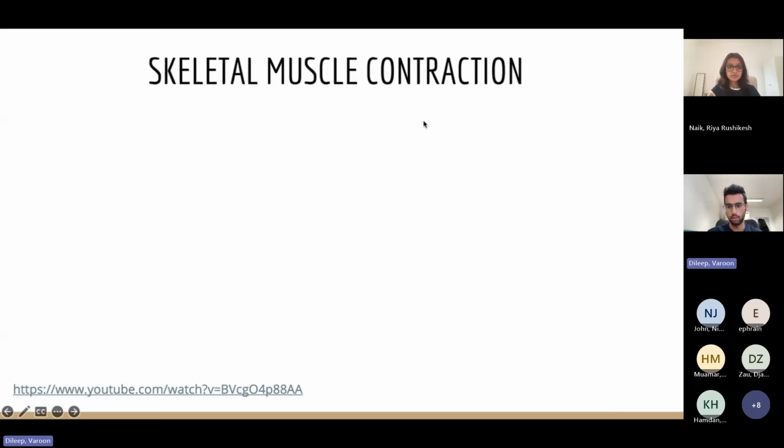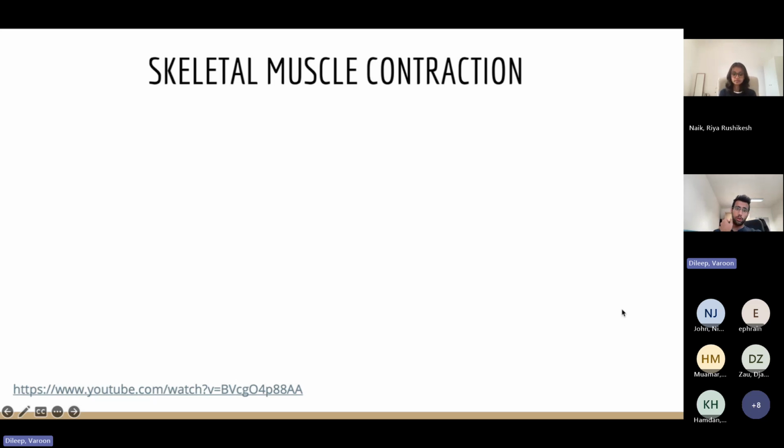Guys, you can see my screen. Yes, it's visible. All right. So before I begin, Ria had mentioned the A band. The A band is anisotropic, and that's why it cannot let light pass through. That's why we call it the A band, anisotropic. So that's just something I wanted to add on.